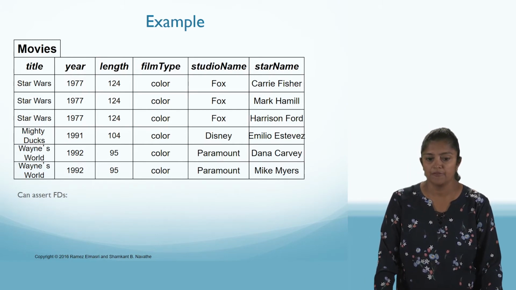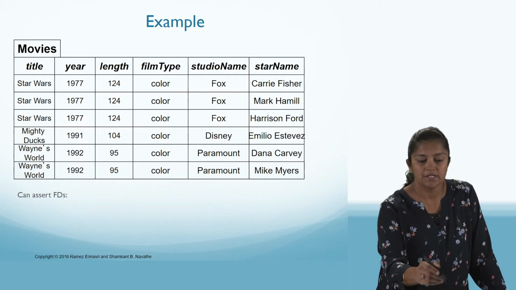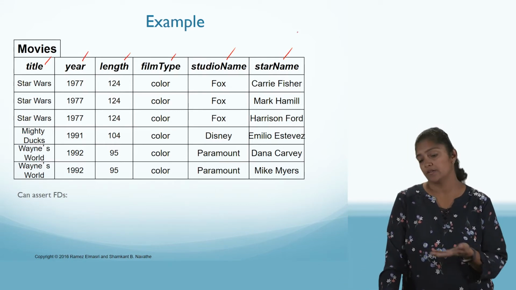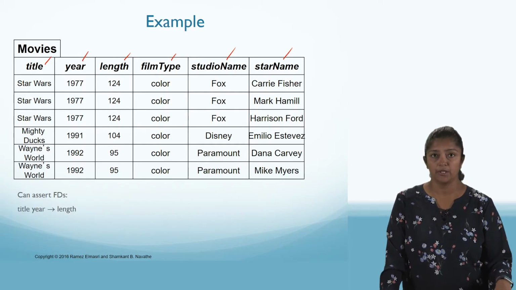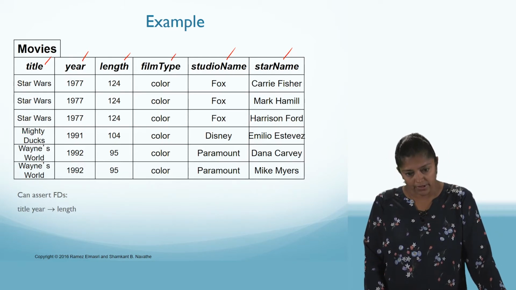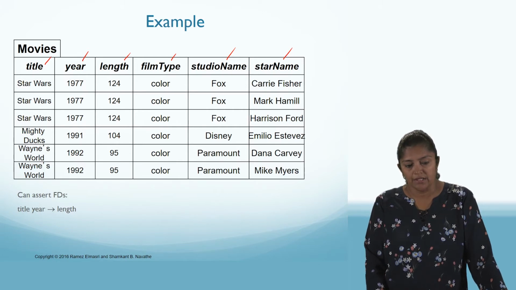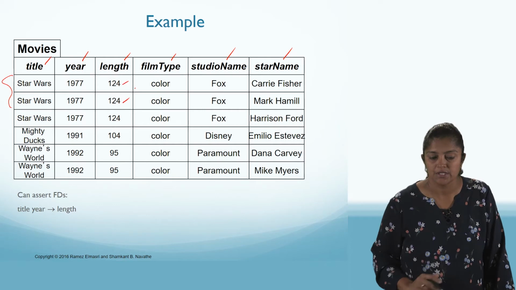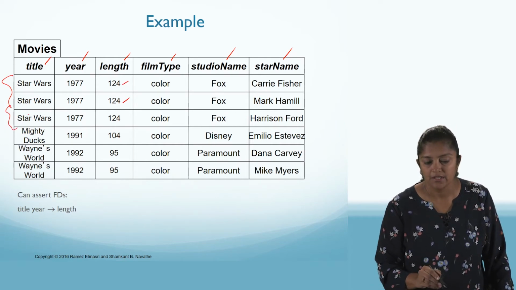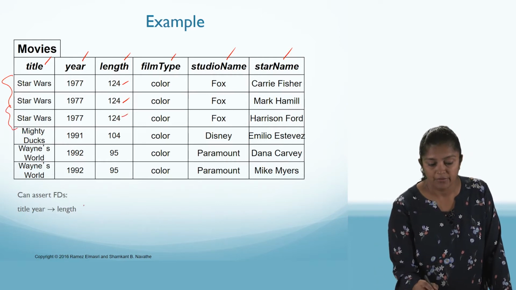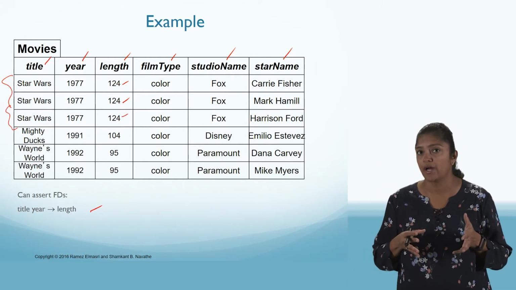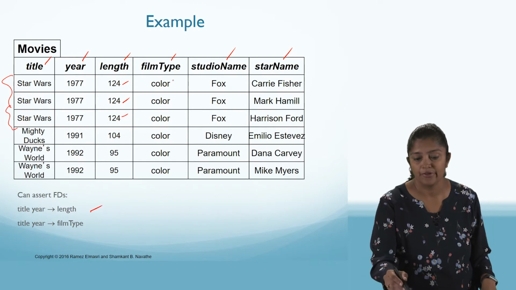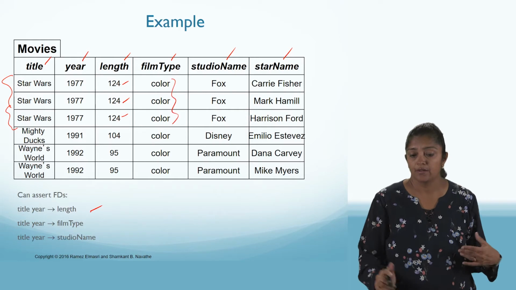Here's an example. This is a different one. We're using a movies database here, and what we have is the title of the movie, the year in which it was released, the length, film type, the studio name where it was produced, and then a star name, an actor from the movie. Given this, there are some functional dependencies that we can assert based on this relation. If the title and year in two tuples are the same, then the length value is also the same. As you can see in the first three rows, when the title and year values agree, the length also agrees. So we can assert that title and year, these two attributes together, determine the length of the movie. We can also see that title and year also determine the film type, so the film type doesn't change. Title and year also determine the studio name.